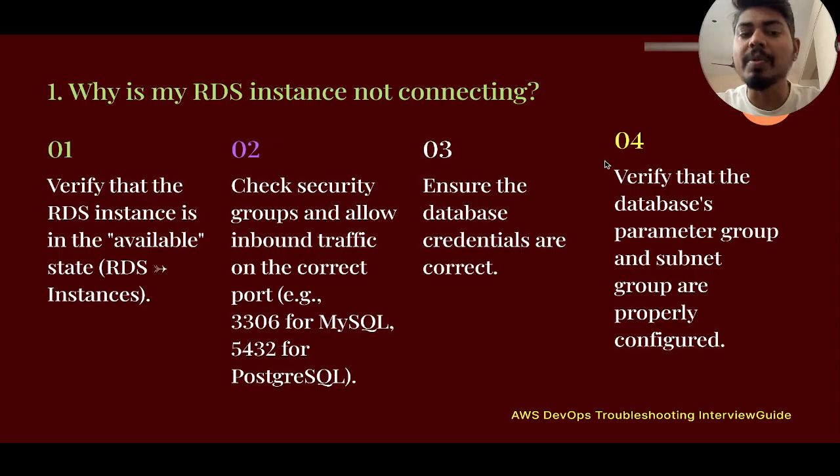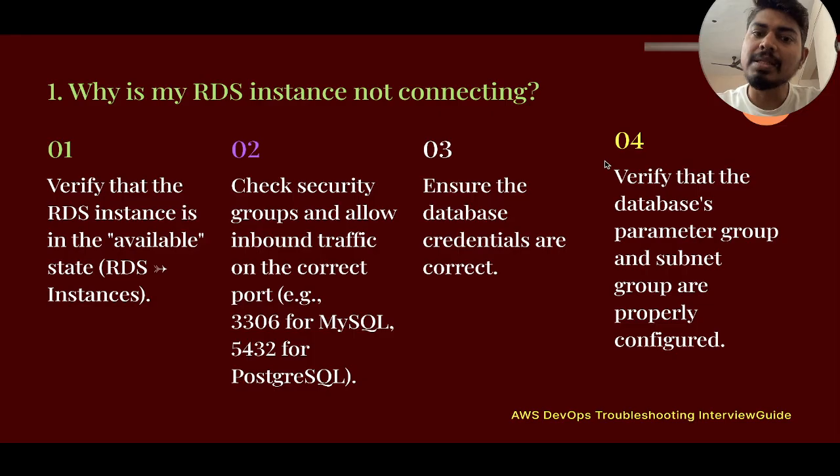If it is not open, then try to open your inbound rule for your VPN, for your bastion host, or for your local network. Don't open it publicly because that is not a good practice. Ensure the database credentials are correct. Whatever database credentials we pass for connecting to our database instance, like the host name, it could be the endpoint, or any domain name. If it is mapped to your Route 53 DNS, then it could be the DNS name, domain name, or the host endpoint.